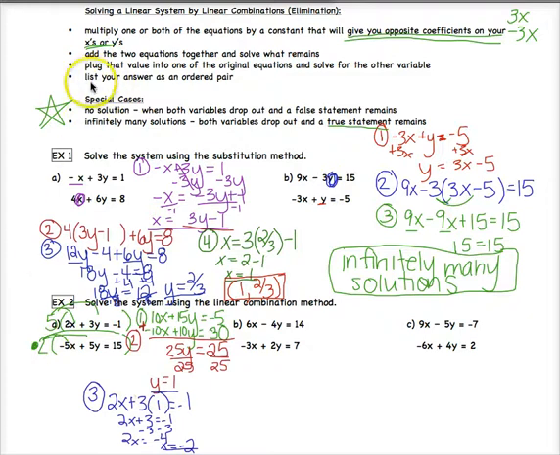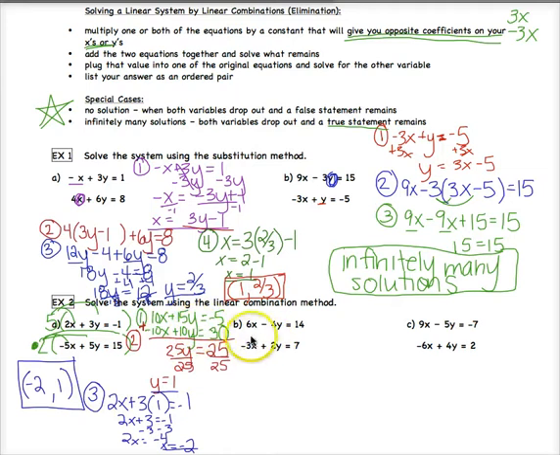Last step, don't forget it, is to list it as an ordered pair. So x is negative 2, y is 1. There is my final answer. Again, remember that you can plug it in to check it. That way you know your answer is correct.